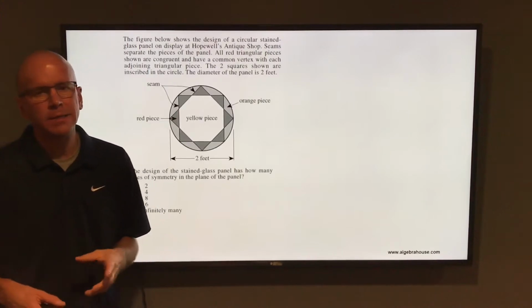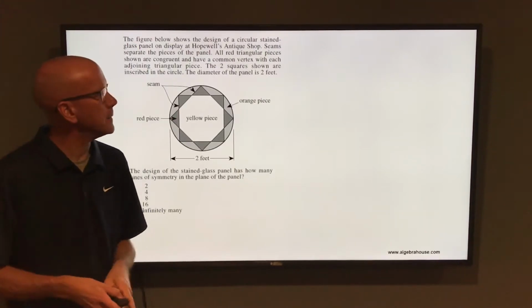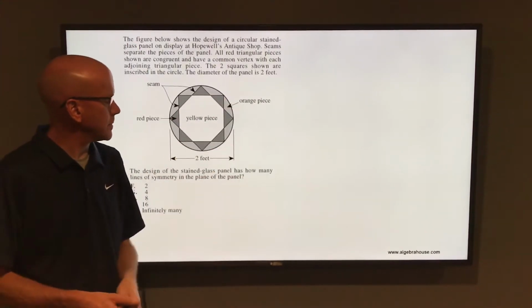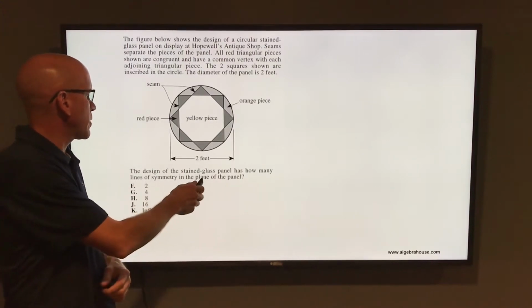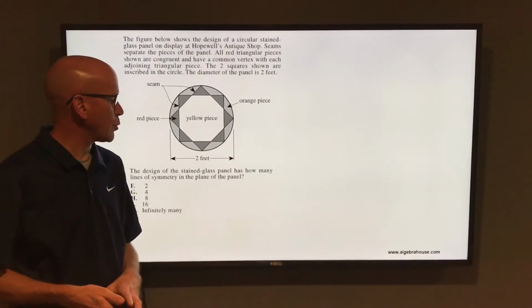That means drawn inside the circle. Inscribed means drawn inside. The diameter of the panel is 2 feet. The design of the stained glass panel has how many lines of symmetry in the plane of the panel?